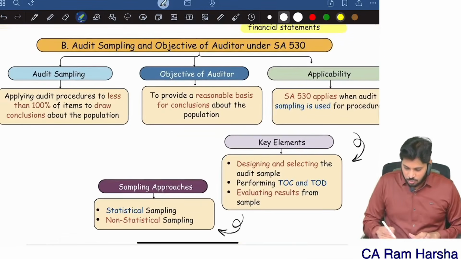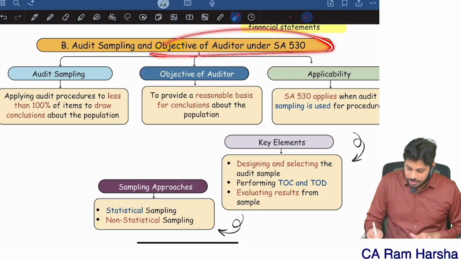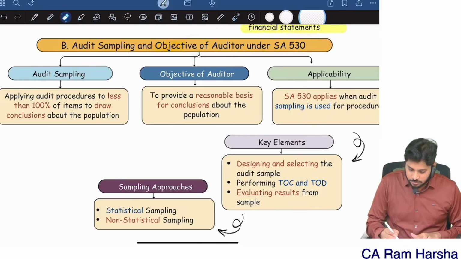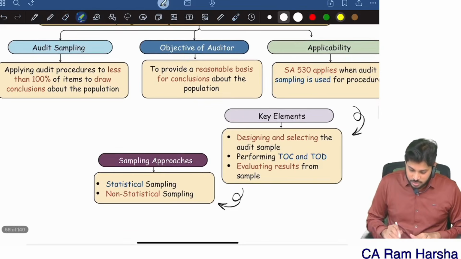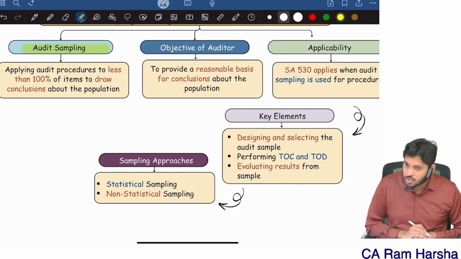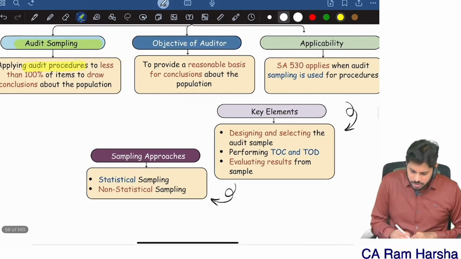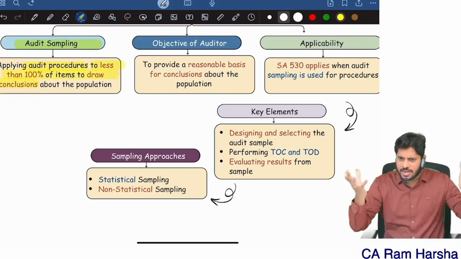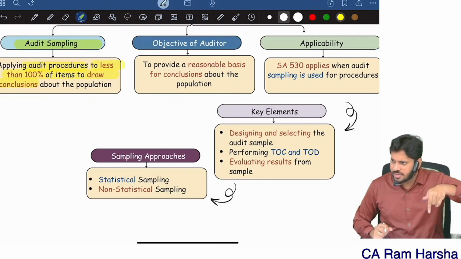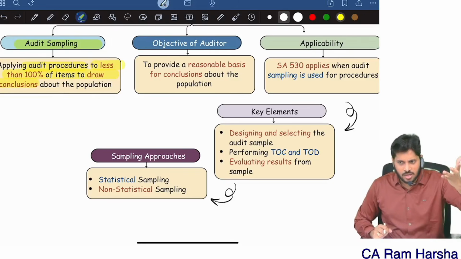Then next, what is the objective of the auditor? First of all, audit sampling means what? Applying audit procedures to less than 100% of the items. 100% of the items is called the population. If you are applying audit procedures to less than that, then that is called audit sampling.